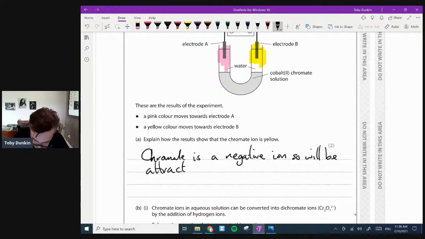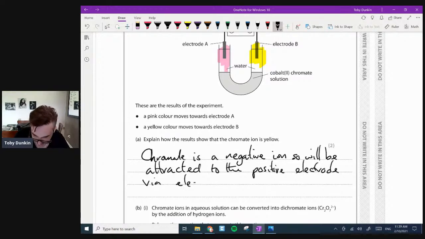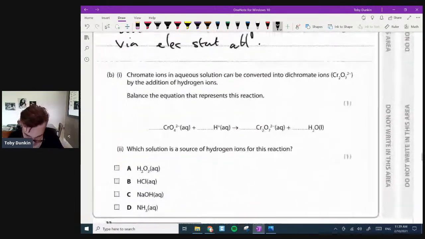attracted to the positive electrode. Positive electrode. And I'm going to say via electrostatic attraction. Opposite charges attract each other.